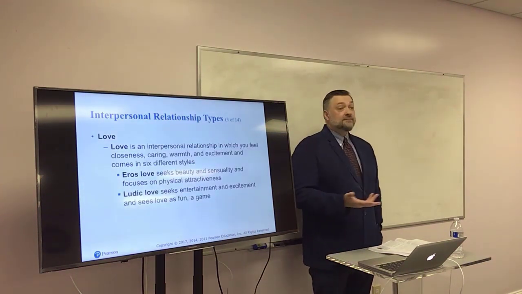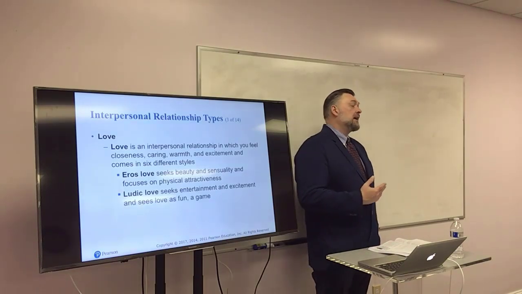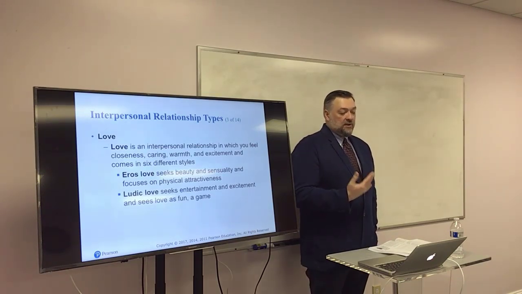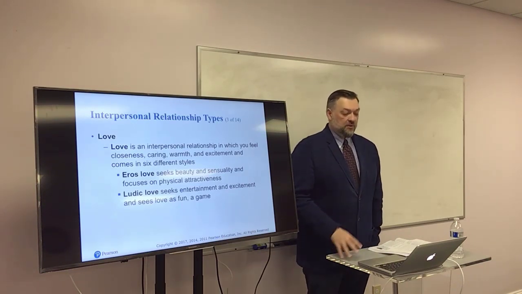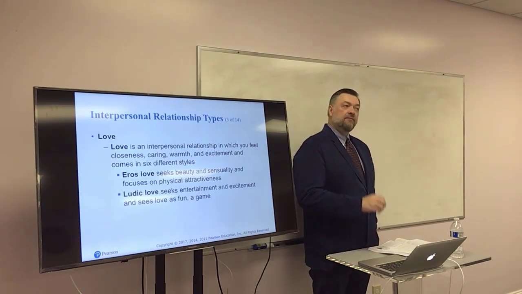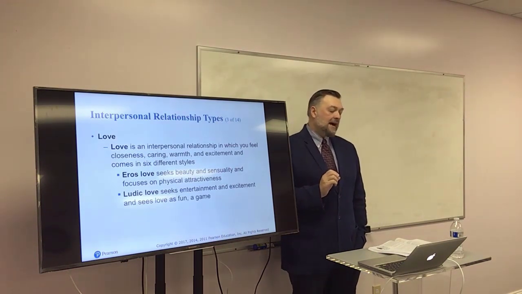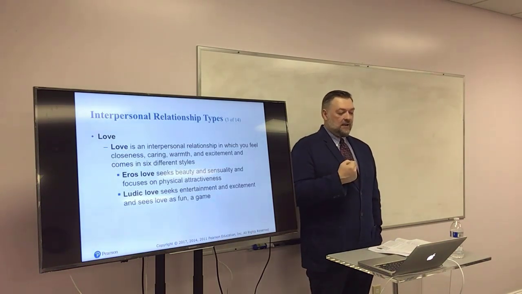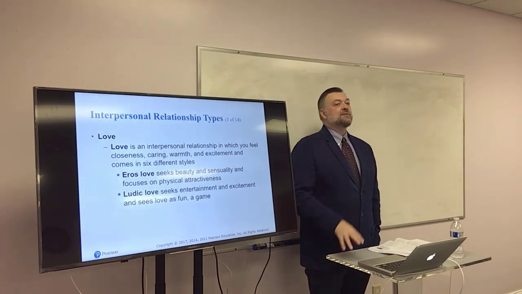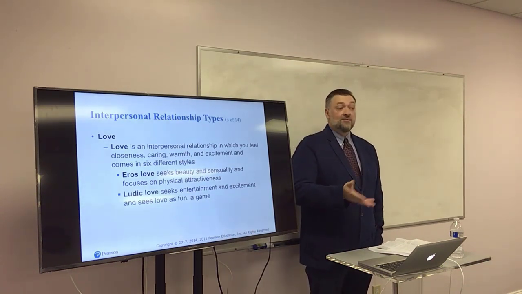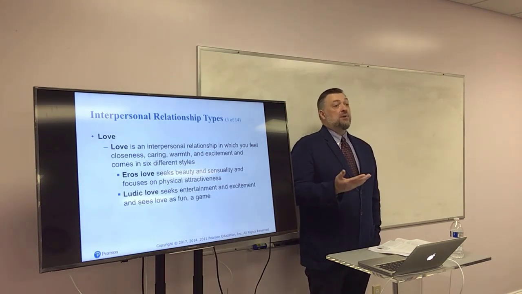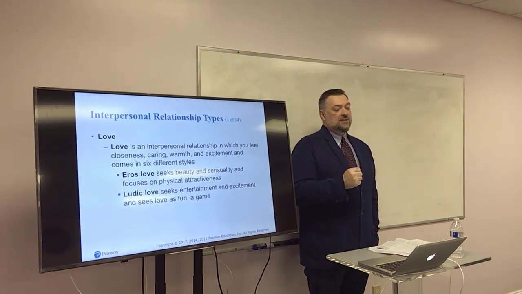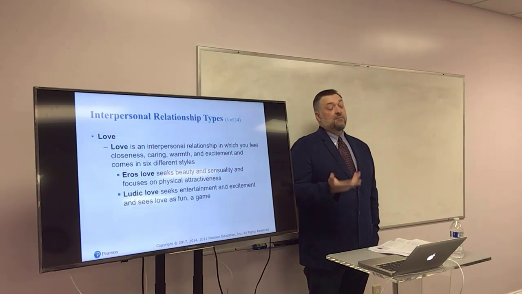And there are different types of love. In love relationships, people who study this notion of love say love is basically a variety of an interpersonal relationship in which people feel extreme closeness, in which people have extreme care for each other, where there's a degree of warmth and excitement, and there's different types of love. There could be love between friends. It doesn't have to be romantic love always, but there's all sorts of love out there. And what we describe as love, that closeness, that intimacy, that caring, can take many forms.